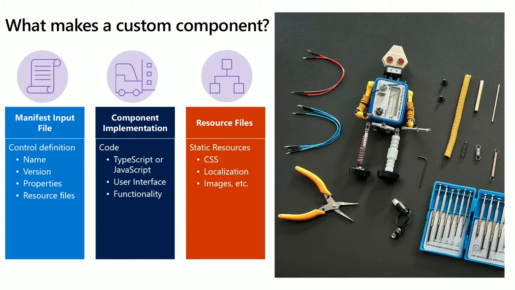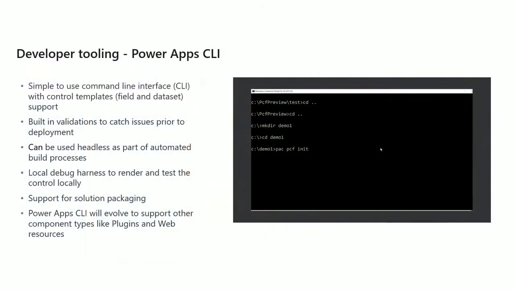The third one is the resource file, right? A lot of time controls are not standalone entities, right? They would have dependencies. I need to localize it to 47 languages, for example, or I need image files to show up in my controls, and I'll show a demo for that one too. So all those dependencies can be added through the resource files.